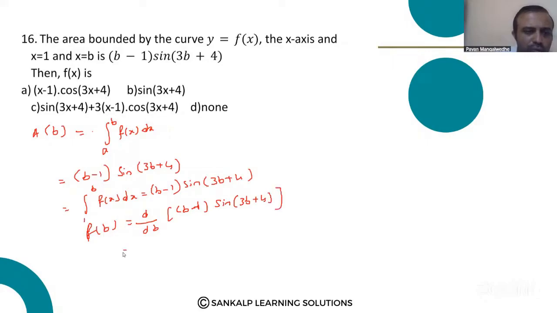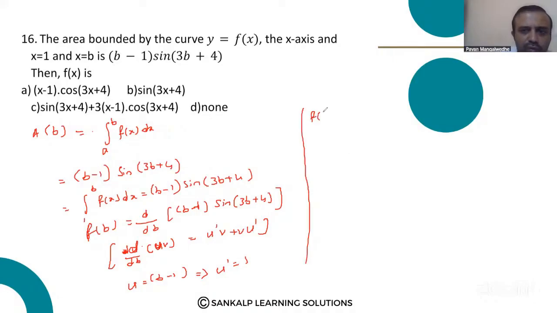Just take this as a note: this is d by db of the product uv, because we'll use the uv rule, where it is u dash into v plus v dash into u. So u is equals to what? U is equals to b minus 1, which implies u dash is equals to 1. So f of b.